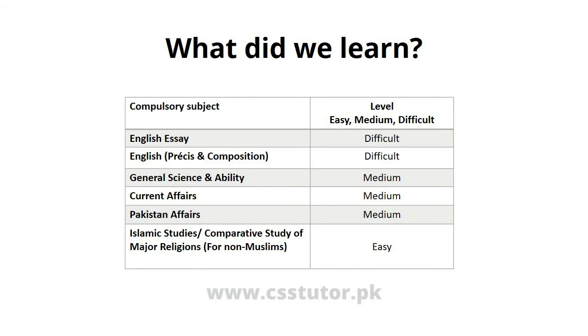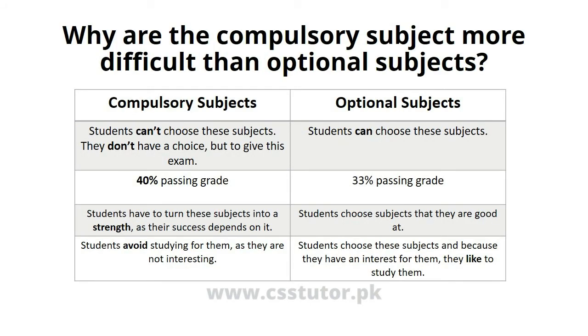These are the reasons why the compulsory subjects are more difficult than the optional subjects. Firstly, students can't choose their compulsory subjects. A particular subject can be a strength or a weakness. At the end of the day, the students don't have a choice but to sit down and attempt that compulsory exam. In comparison, students can choose optional subjects. They can choose a subject which is their strength.